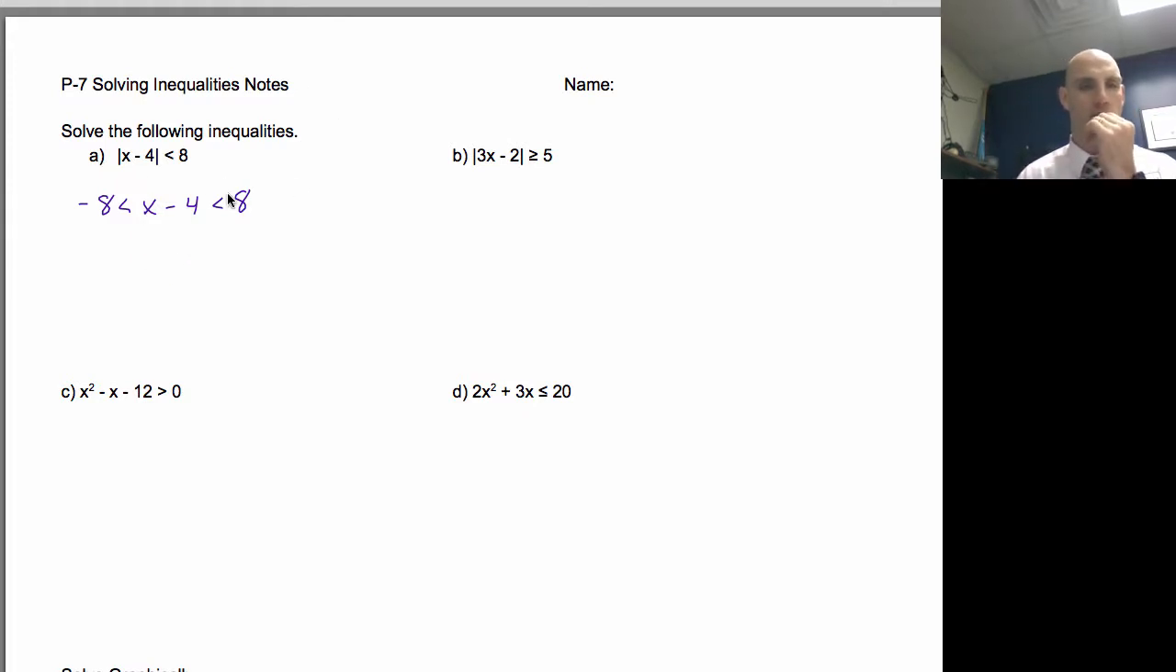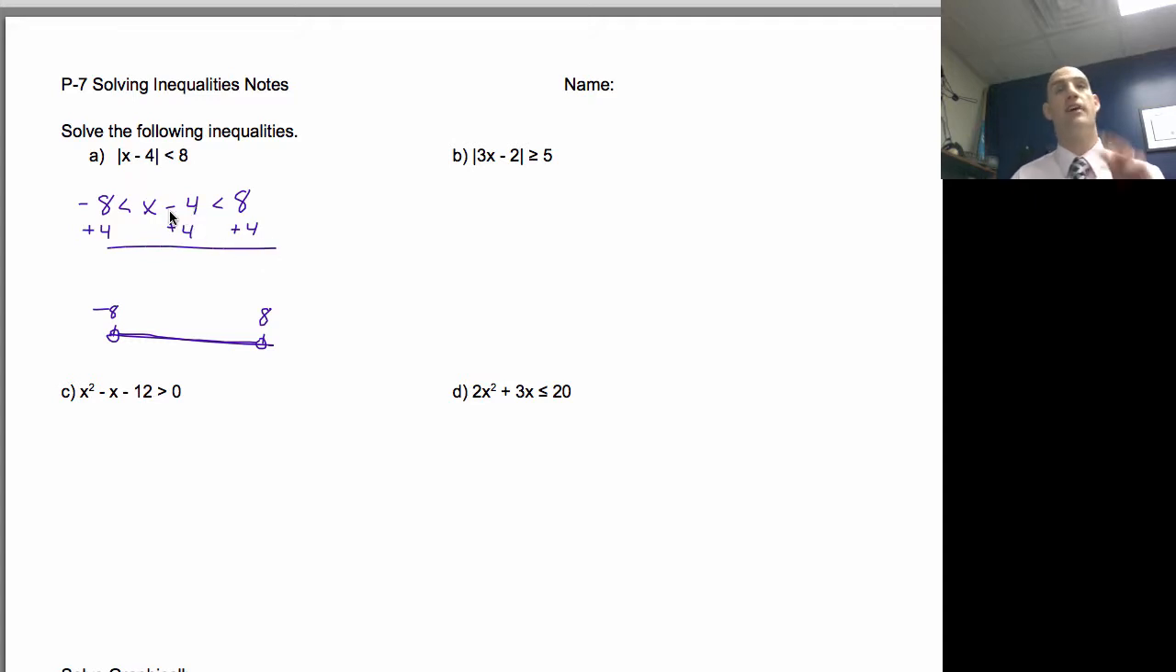And so for this one, when we have a less than, it's the case where it goes in a string like this. And just to look at it graphically, it's going to be somewhere in this area here, right? Because negative 8 is less than, and anything in here would fit, and then less than 8. So this would be the graph of this. And when I solve it, remember when I solve inequalities and they're compound like this, if I add something to the middle, it gets added to both sides because I'm solving two things at once. So negative 4 is less than x is less than 12.